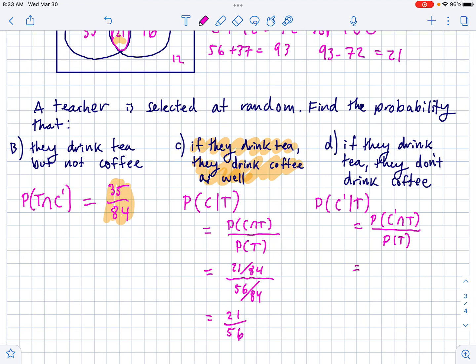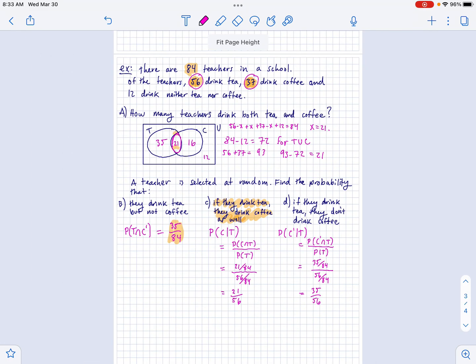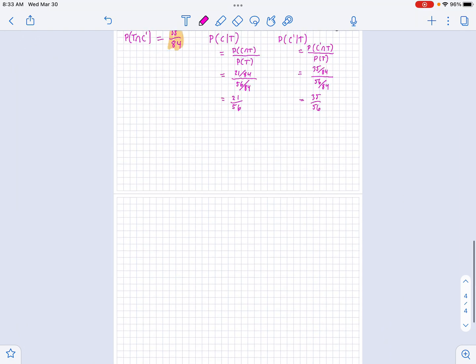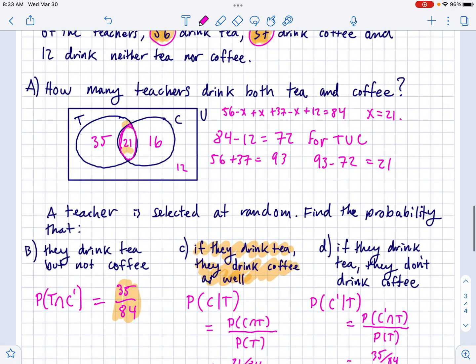I feel like I already found the C naught and T. Yeah, it's this right here. It's the 35 84ths. So the top is 35 84ths, and the bottom I already found as well, which is 56 84ths. Do your multiply and divide, you get 35 56ths. Can that be reduced? I don't think so. There's the whole problem.